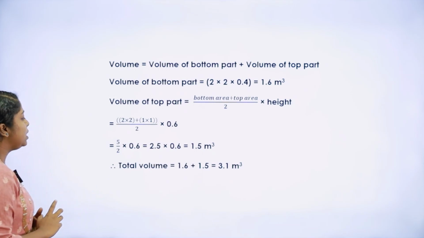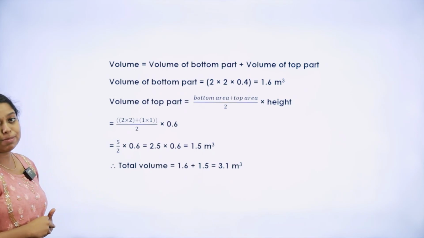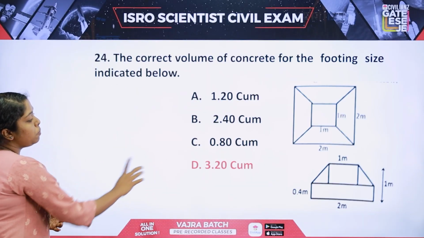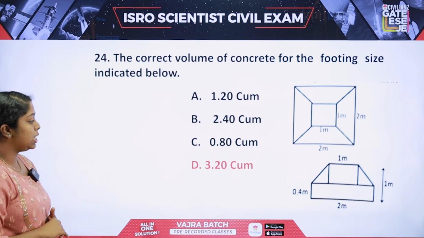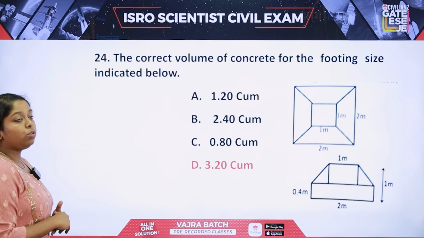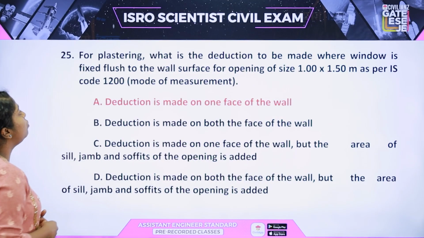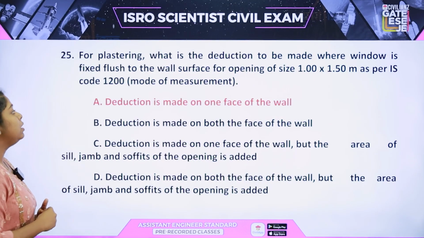So while adopting this and calculating, we will obtain the total volume as 1.6 plus 1.5, which is equal to 3.1 meter cube. So option D, that is the answer which is nearer to the right answer. So option D, 3.20 cubic meter is the right answer. Moving on to the 25th question. This is a simple question.